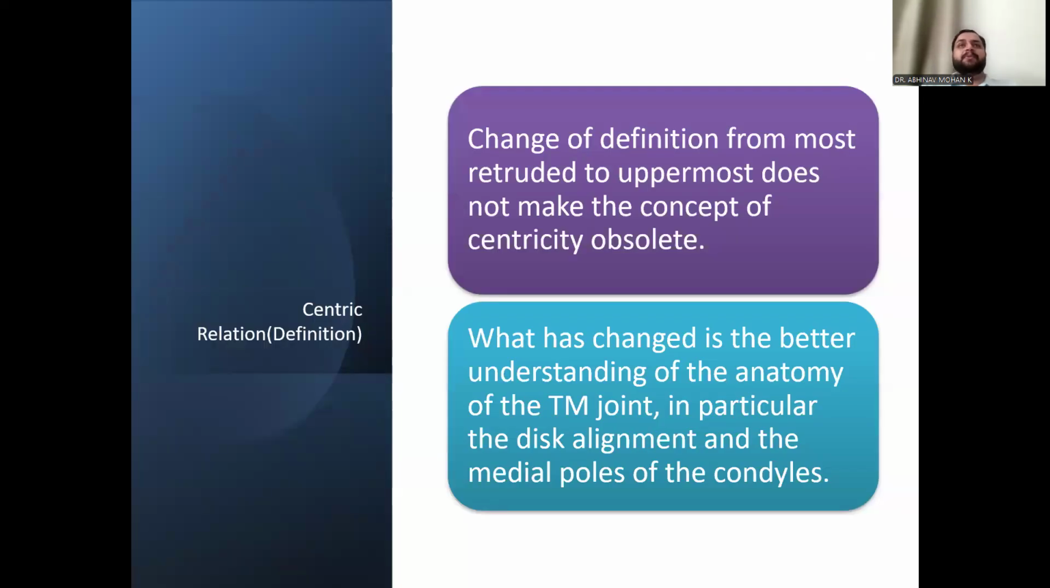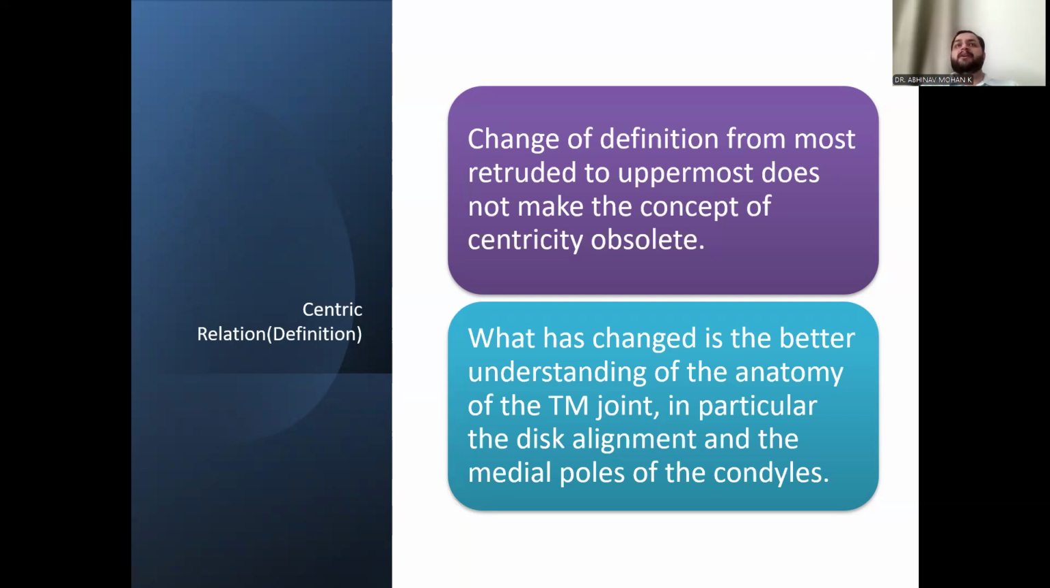What changed over the period from the 1920s to 2023, more than 100 years? The change of definition from most retruded position to uppermost does not make the concept of centric relation or centricity obsolete, because the amount of knowledge we gain and the functional anatomy we understand from the human body has changed. It is basically a better understanding of the anatomy of the joint, in particular the disc alignment and the medial poles of the condyles.